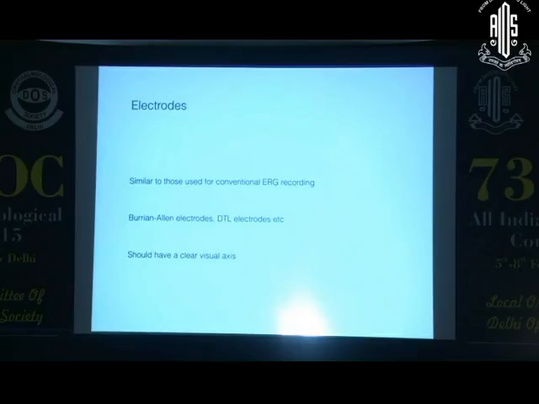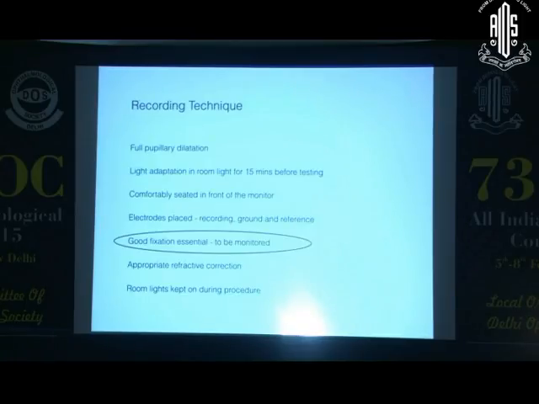The electrodes are very similar to what you use in ERG. You can use a Burian-Allen electrode or the DTL or other electrodes. What you essentially have to have is a clear visual axis. You need full pupillary dilatation with this. Pupillary size does affect the waveforms. Light adaptation to room light is done for about 15 minutes before the testing.